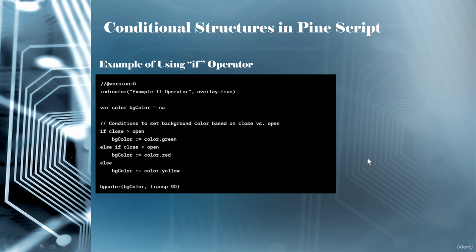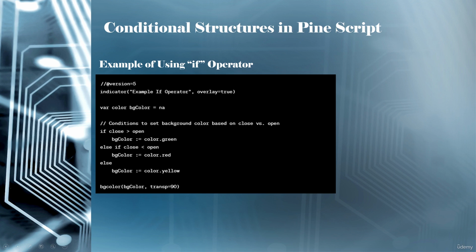So, key points from this. Mutual exclusivity. In the series of if and else if statements, only the code associated with the first true condition will be executed. Once a condition is true, subsequent conditions are ignored. So for example, in this case, if the first condition is false, but the second condition is true, this statement will be executed. The background color will be assigned as red. Subsequent statements will be skipped.